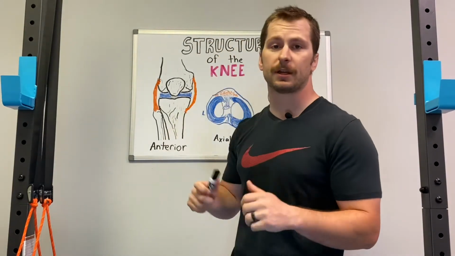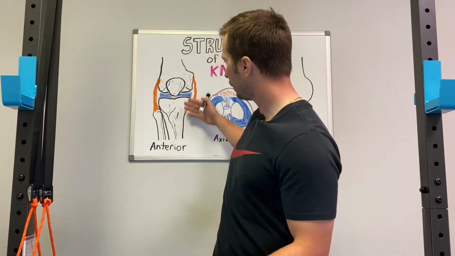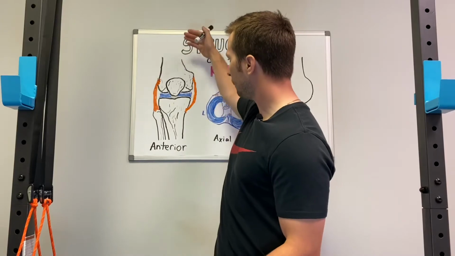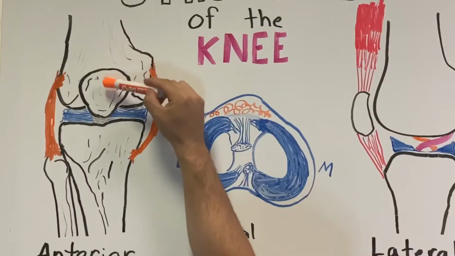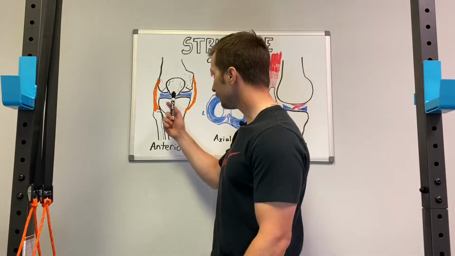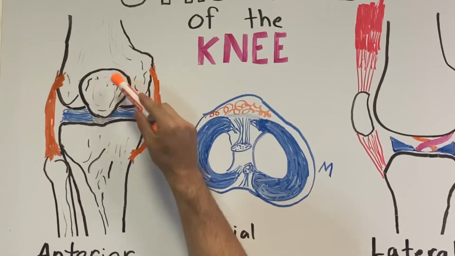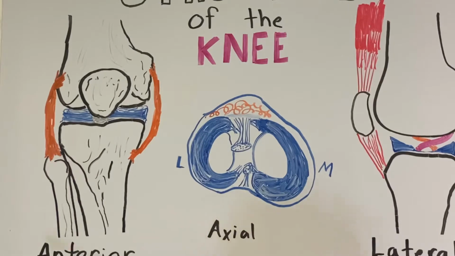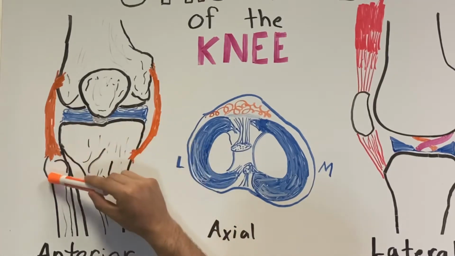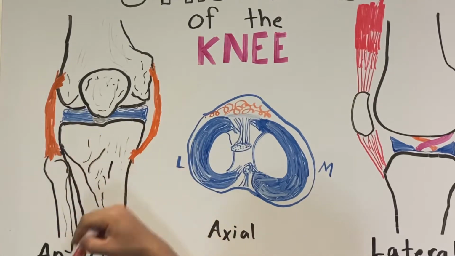So first thing we got to understand about the knee are the different bones that make up the knee joint. Right here we're going to look at the anterior view of the knee, and the main top bone coming down is going to be our femur, right? That's the big, thick thigh bone that's coming down our leg. Right here we have our patella, or our kneecap, as most people know it. And then below those we have the tibia and the fibula, which are the two long bones of the lower leg.